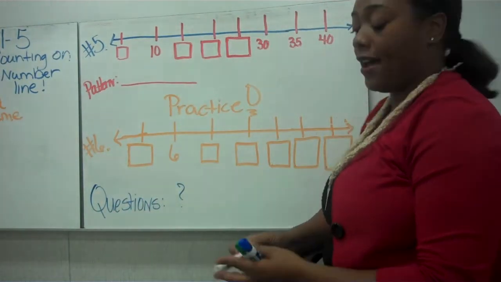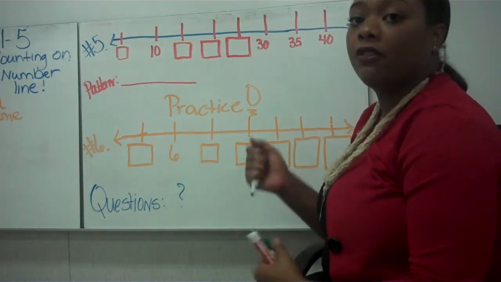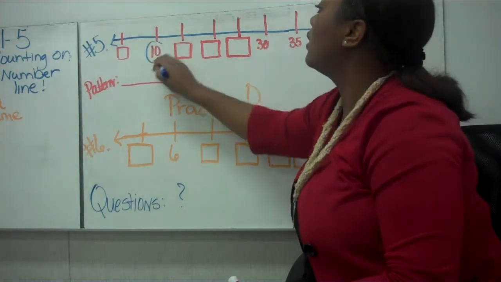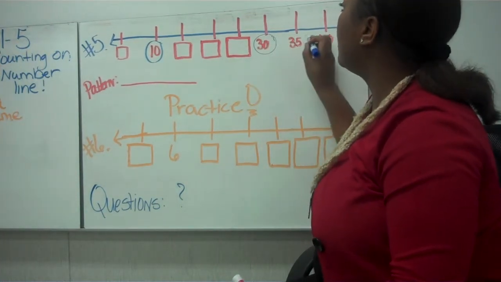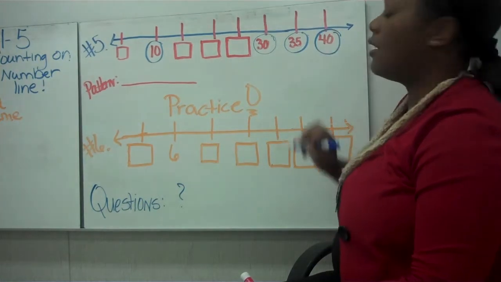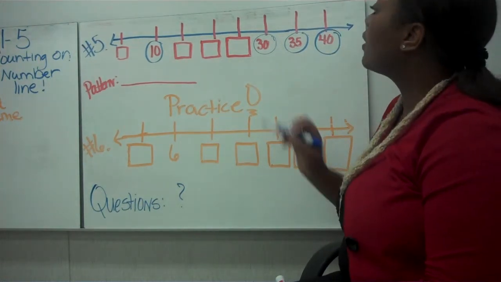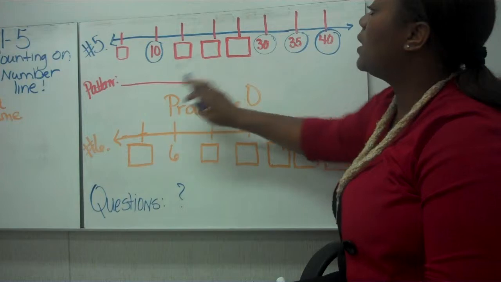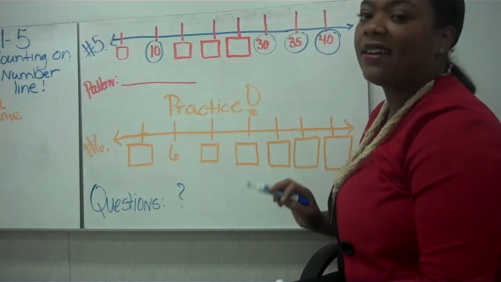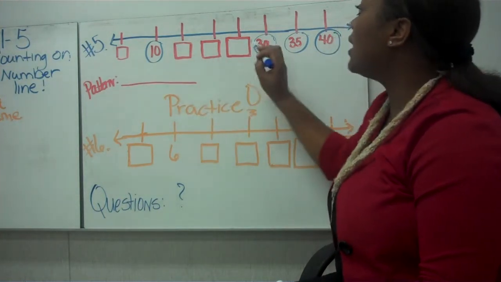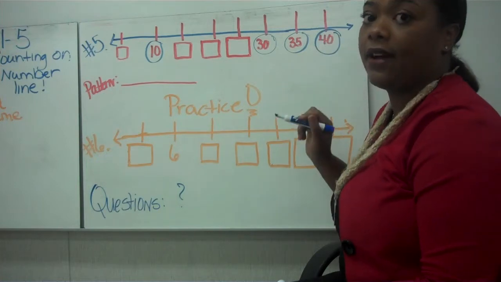Now let's look at number 5. Look at the whole numbers that you're familiar with. We know 10, we know 30, we know 35, and we know 40. Now, we've got a bunch of missing numbers in between here and in here. We really can't find a pattern yet by just looking here. So let's look at the numbers that are consistent that we can find a pattern.